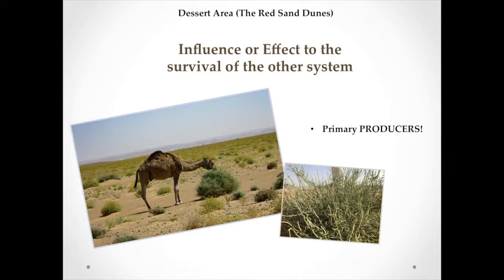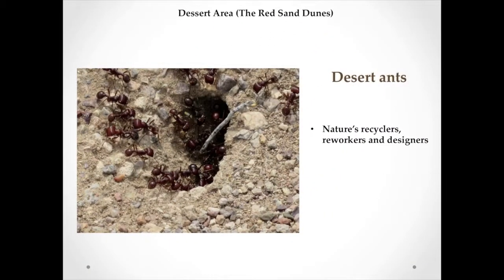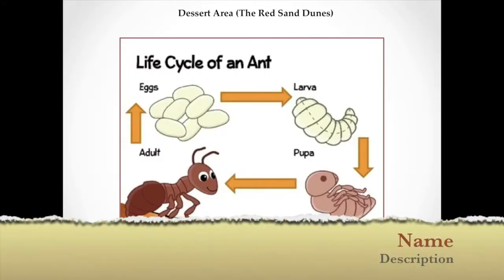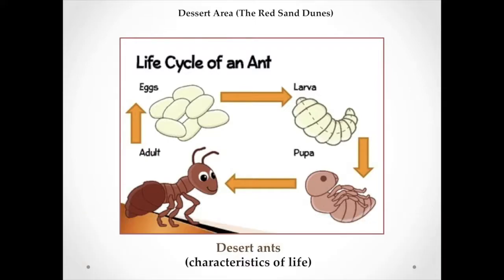As a primary producer, it becomes food for the desert animals and also becomes home for the insects, in this case, for ants. Let's go to desert ants. Insects like the ants are considered by nature as the recyclers, the reworkers, and the designers. They grow from being a queen's egg and become a soil worker.